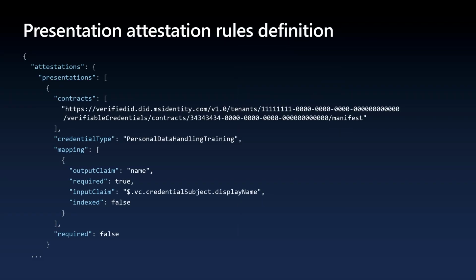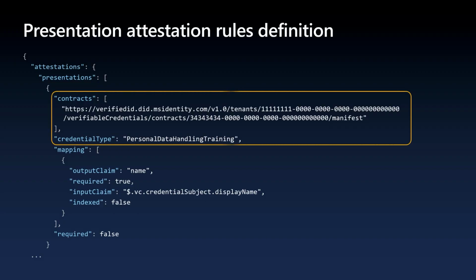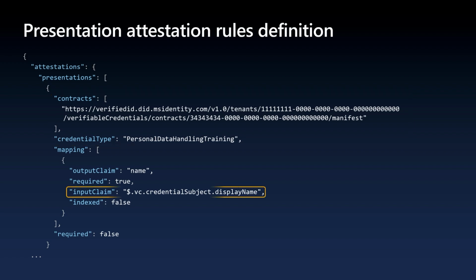The new visitor pass includes a subset of the claims from the original verified employee credential. In the rules definition, the attestation type is presentations. Then the details of the credential, like the manifest URL and its type. The claims mapping follows the same principles as the ID tokens attestation.